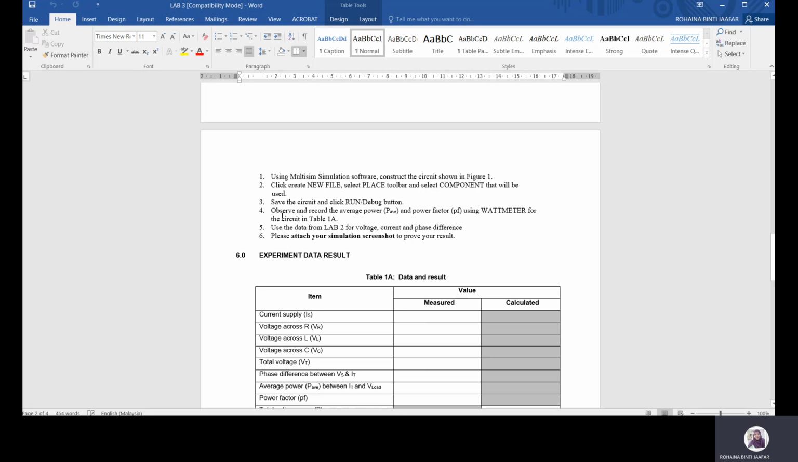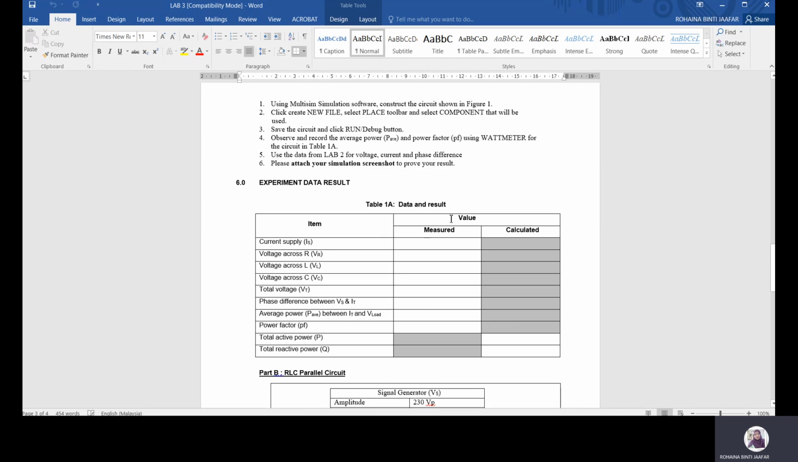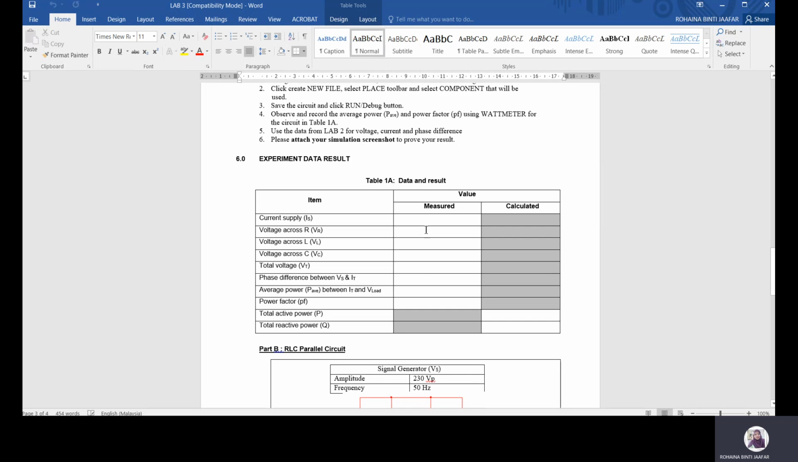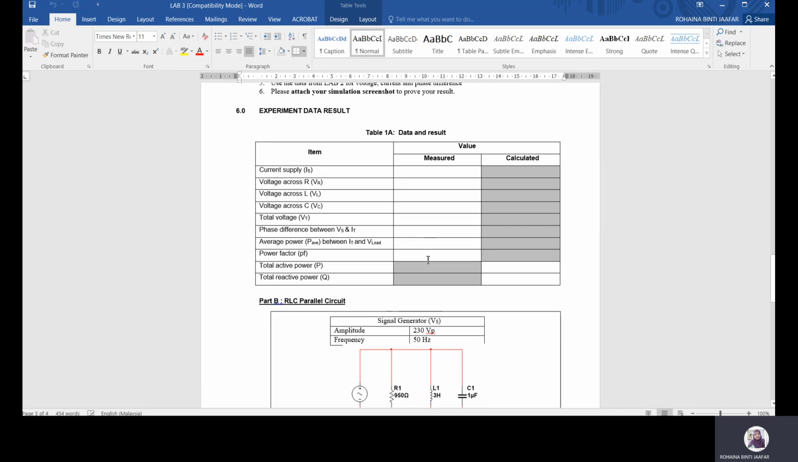For procedure number 4, observe and record the average power and power factor using the wattmeter, and then fill in your data in table 1A. Lastly, please attach your simulation screenshot to prove your result. Now for the experiment data result, from current supply to total voltage, you just use the previous data from lab 2.